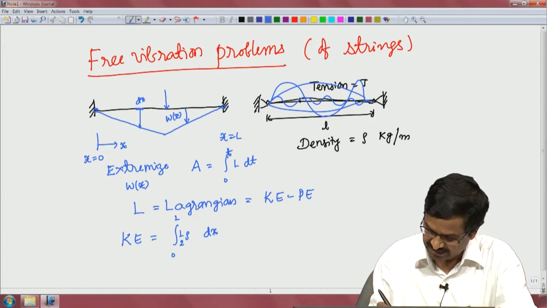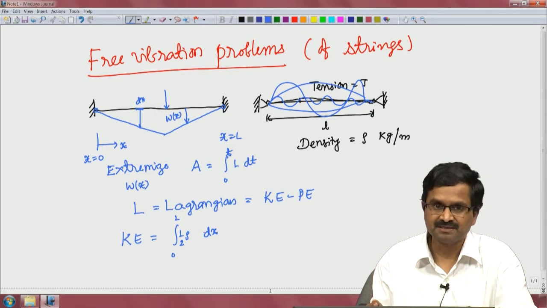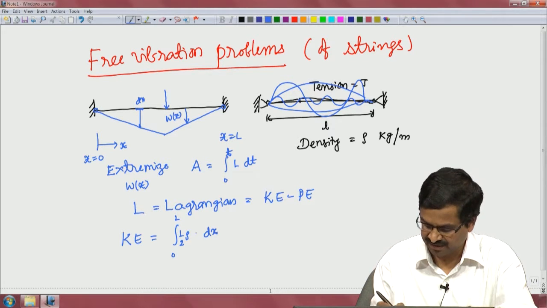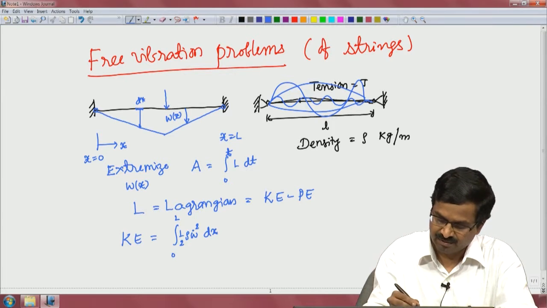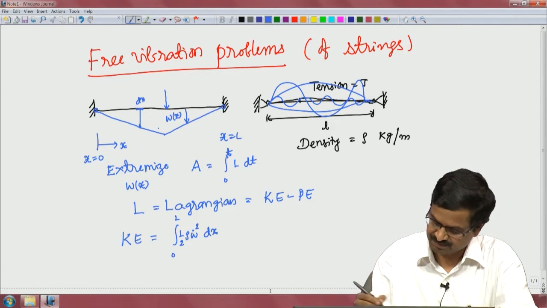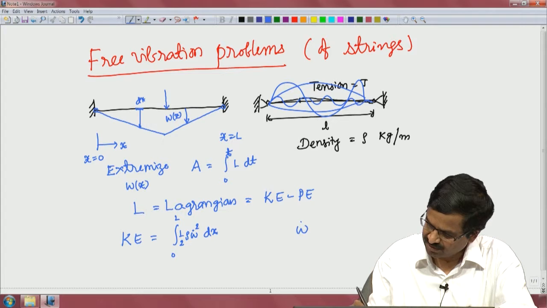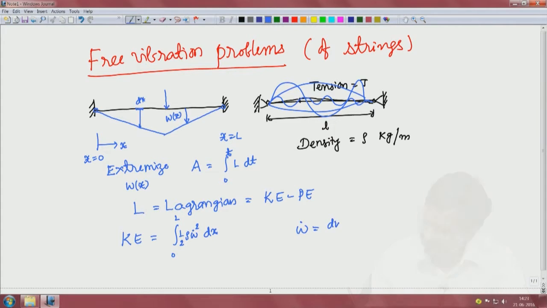That times dx, rho dx, will give me the mass. I have to put half mv square. Now, I have half m, and for v square I will put w dot square, because w is the transverse displacement. When I say w dot, what I mean is dw by dt. This is not omega, this is w dot, which is dw by dt. That is the kinetic energy.